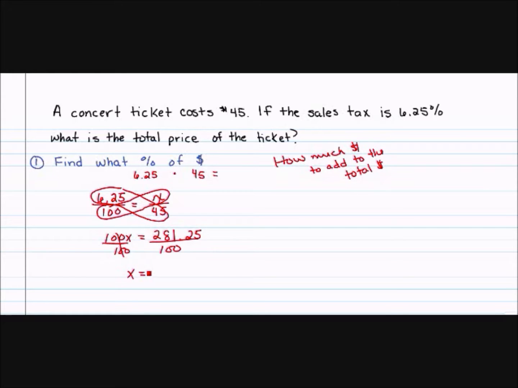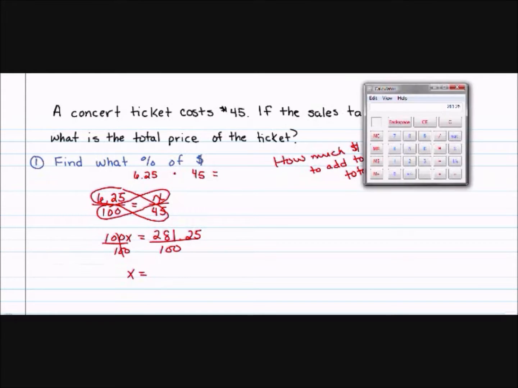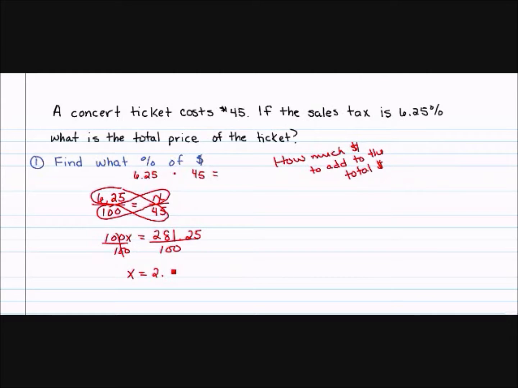X equals, and I'm going to divide by 100. X equals $2. I'm going to round to the nearest hundredth. Notice there's a 2 there, so I'm going to keep it at 81. I'm going to add $2.81 to my ticket. That's the amount of tax I pay. And this is the tax.